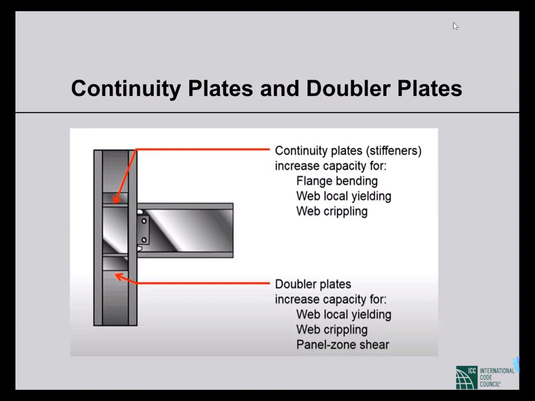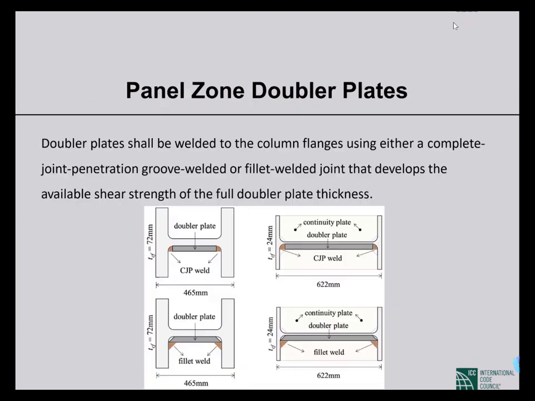And as stiffeners, we use continuity plates. So the continuity plates are at the same level as the beam flanges. So they are called continuity plates. They're stiffeners basically. And we use doubler plates. So doubler plates shall be welded.